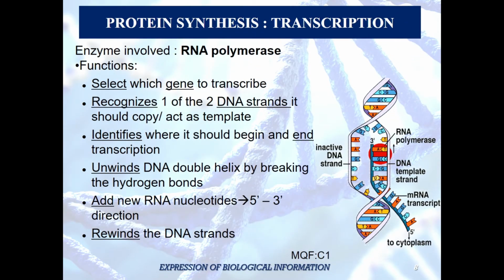Let us review together the function of RNA polymerase. This enzyme catalyzes the selection of which gene is to be transcribed. It recognizes which of the 2 DNA strands it should copy or act as template. It also identifies where it should begin and end the transcription. The enzyme also catalyzes the unwinding of the DNA double helix by breaking the hydrogen bonds. RNA polymerase catalyzes the addition of new RNA nucleotides in the 5' to 3' direction. At the end of the process, this enzyme catalyzes the rewinding of the DNA strands.